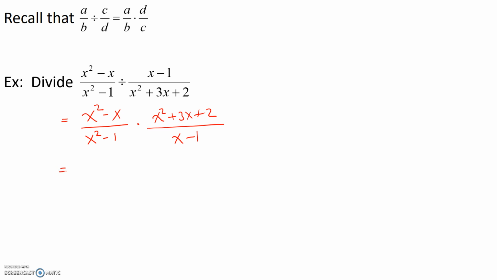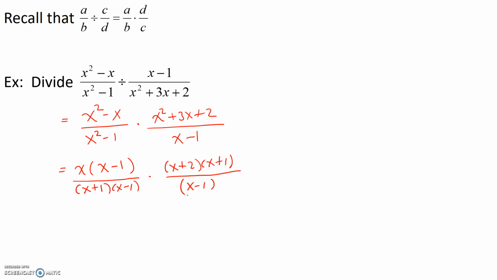Now let's factor each numerator and each denominator. With x squared minus x, there's a greatest common factor. We always look for a greatest common factor first. The greatest common factor is x. If we factor out an x from each of these terms, x squared divided by x is x, and x divided by x is 1. X squared minus 1 factors to be x plus 1 times x minus 1. X squared plus 3x plus 2 factors to be x plus 2 times x plus 1. And finally, we have x minus 1 in the denominator.